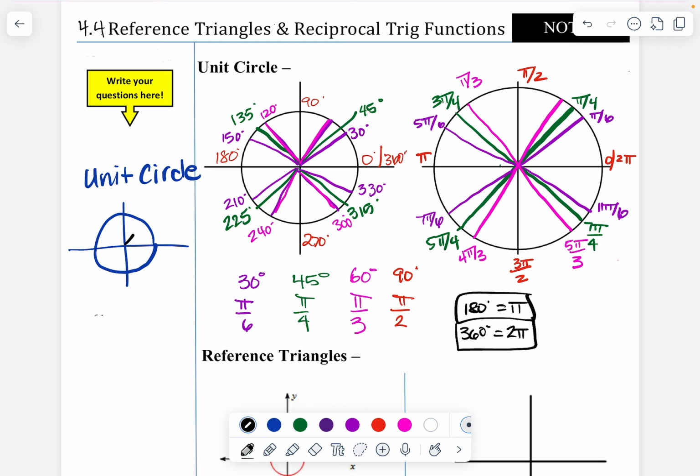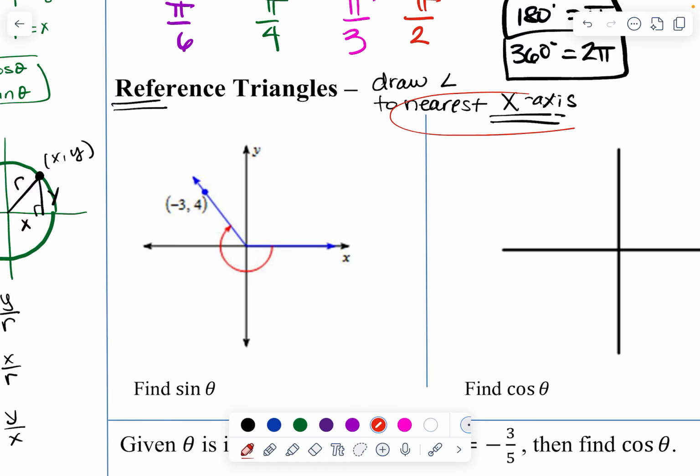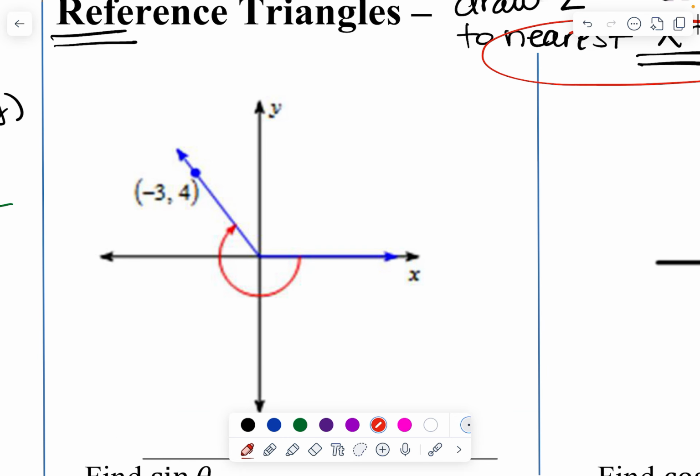So what if we were talking about reference triangles? Remember, reference triangles mean that you draw the angle to the nearest x-axis. This is super important because if I draw it to the y-axis, it's going to give me the wrong answer. So here's what that means. If this is my point, I'm going to make a triangle to the nearest x-axis. The quickest way to get from this point to the x-axis is a line straight down, so we're going to draw a line straight down.